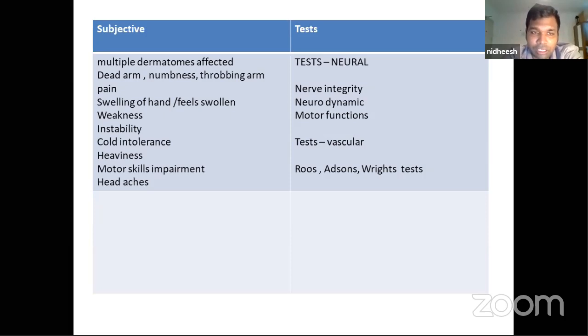These are something that we cannot really ignore. And you always have tests, vascular tests are very, very important. Again, you have Roos, Adson's tests. And a must-do test that I would always do is the tests for neural testing, which is very, very important.